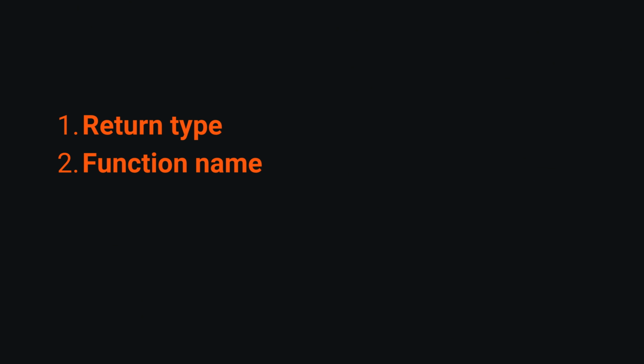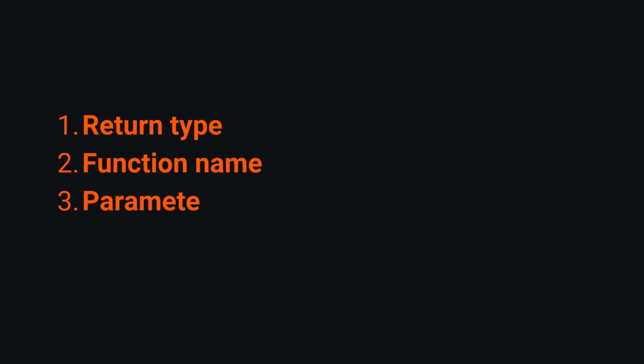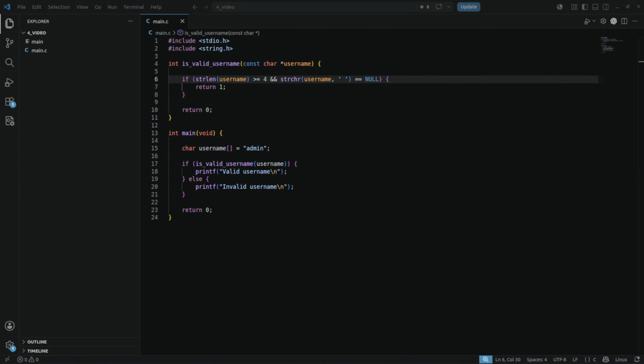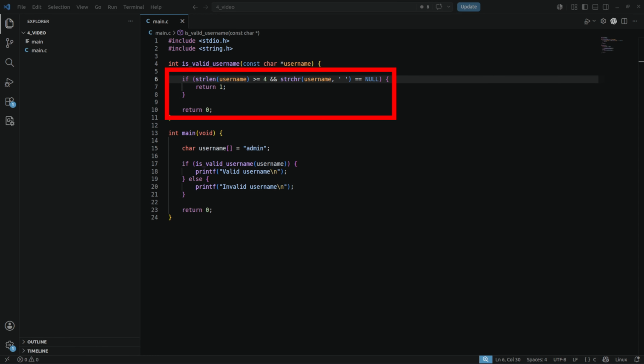The second part is the function name, and this is the name we use when we call the function. Then the third part is the parameter, and a parameter is data that goes into the function. So here the function receives a string. The word const means the function should read the string but not modify it. And fourth, we have the body, and the body is where the work happens. So the basic idea is data goes in, the function does the job, and the result comes back.